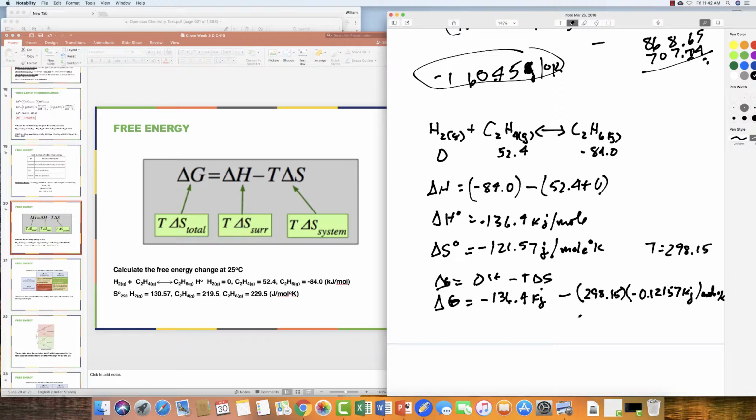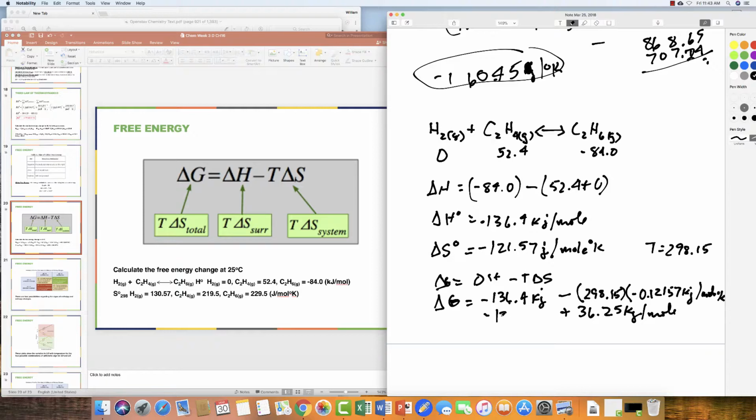So let's take a look at this calculation. It's 0.12157 times 298.15. So that's going to equal a minus. So it's going to end up being minus a minus, or plus 36.25 kilojoules per mole, because we took into account the temperature.